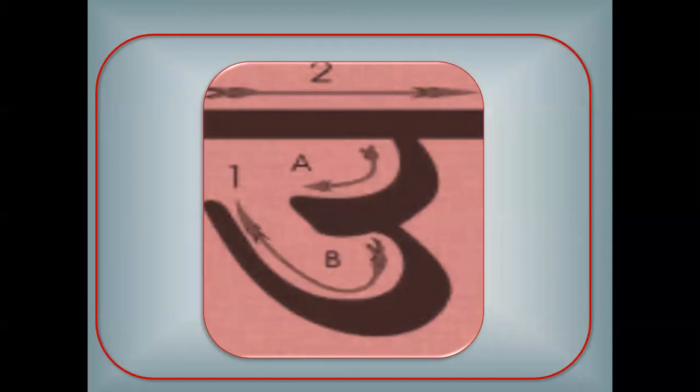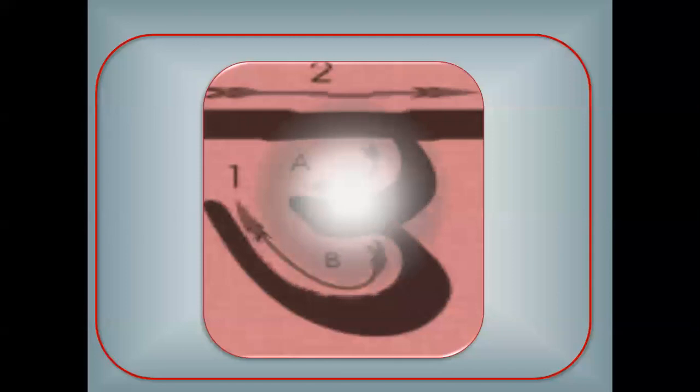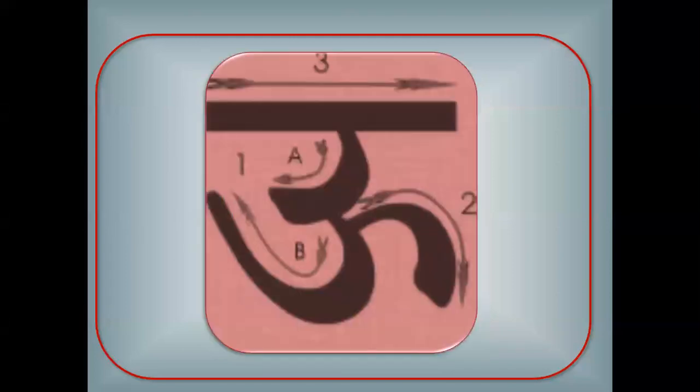The long form is very easy. The long form of U has a stroke at the right side. That is the long form of U, which has a stroke at the side.